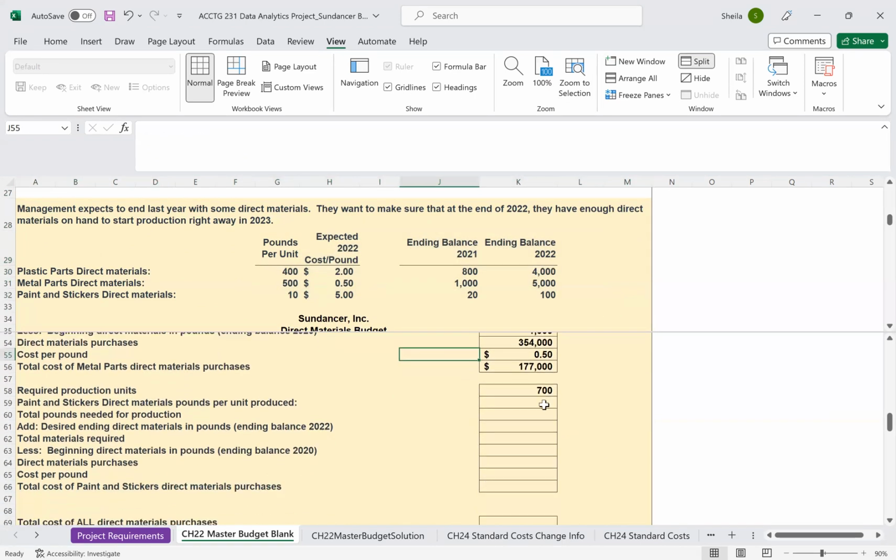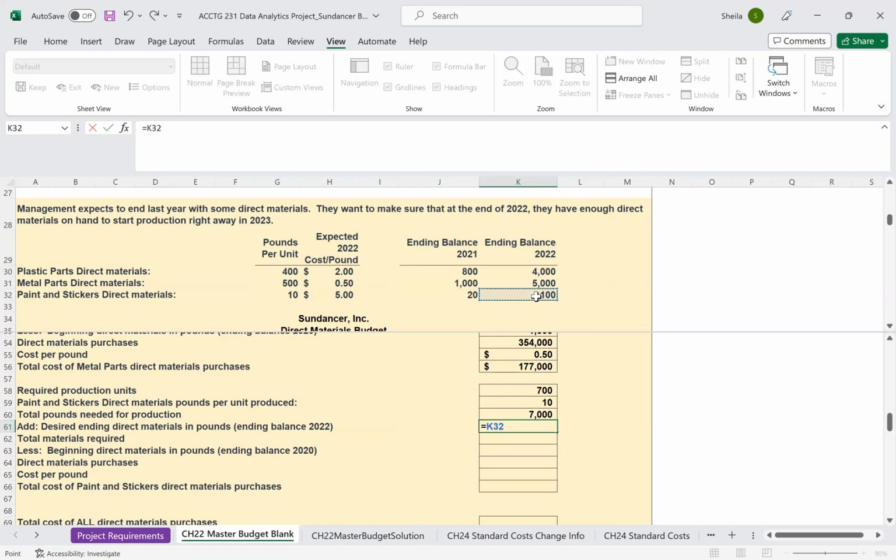Okay, so paint and stickers per units produced is 10. Need 10 pounds of that. So my total needed is 7,000 pounds. I want a buffer of 100 pounds of paint and stickers. And so I'm going to add those together. That's my total required materials. But remember, again, I need the buffer, the cushion.